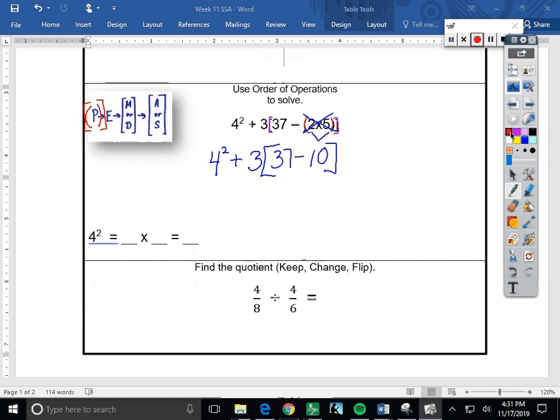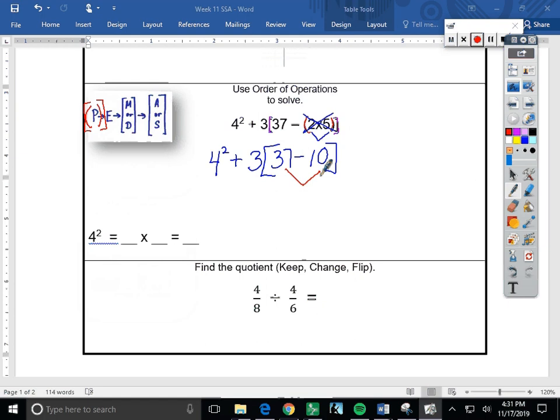So we took care of parentheses, but if you notice, I can't move on until I've taken care of all sets of parentheses or grouping symbols. So I have another set sitting right here. They look more like braces or brackets. So we're going to make sure we do that next.